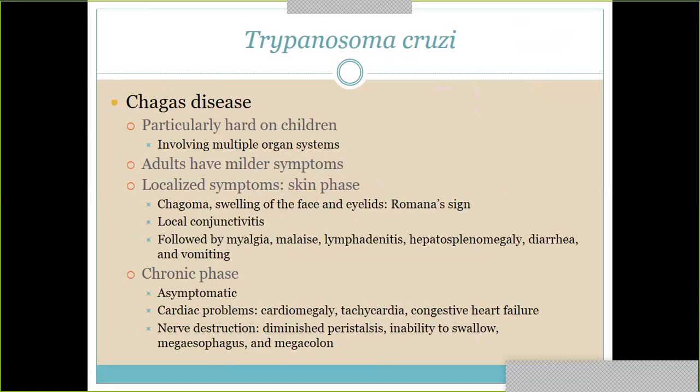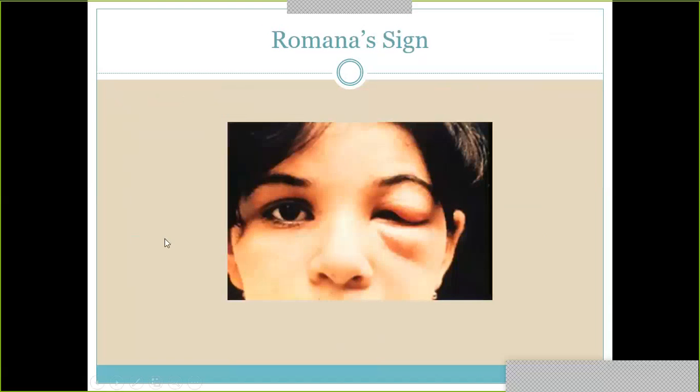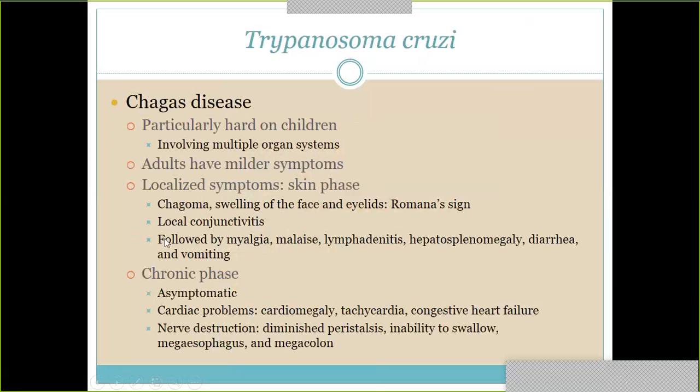So you do have a classic sign here as well, in which it'll cause a specific swelling to the eyelid called Romana's sign. I think, yep, I have it right there. So that's something that's well known to go along with the Trypanosoma cruzi infection, conjunctivitis, along with that eyelid swelling. You see a lot of the same, like muscle pain, not feeling well, lymphadenitis, so lymph node swelling, damage or enlargement of the liver and spleen, so on.